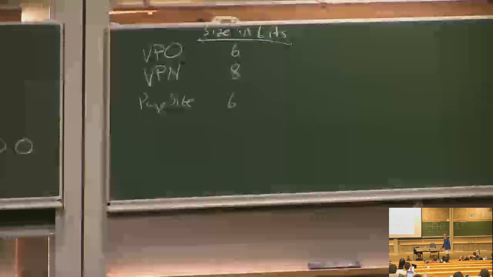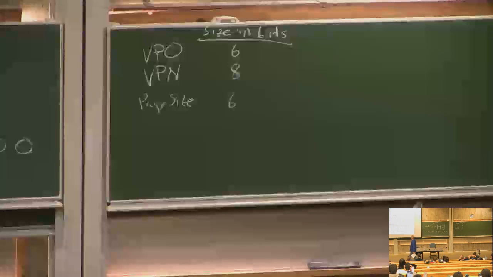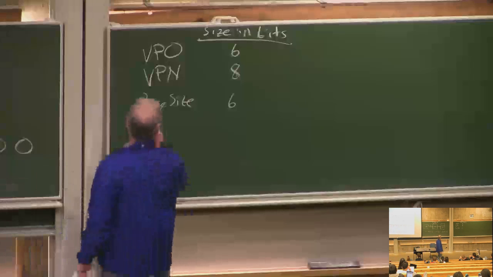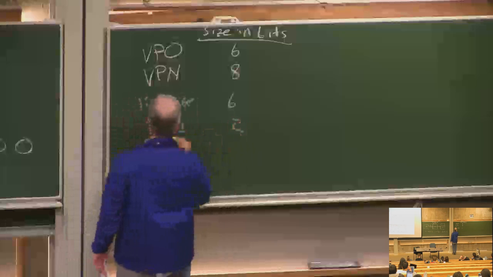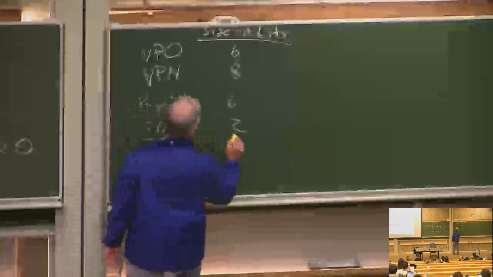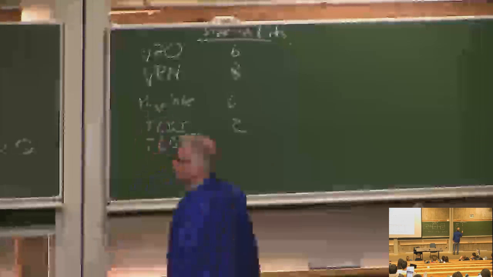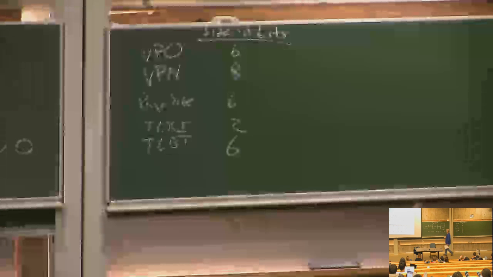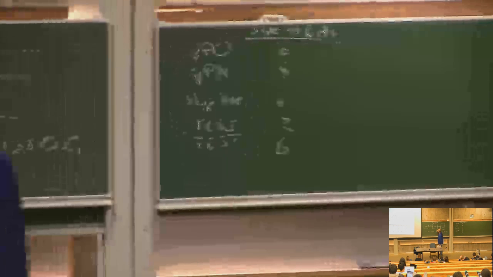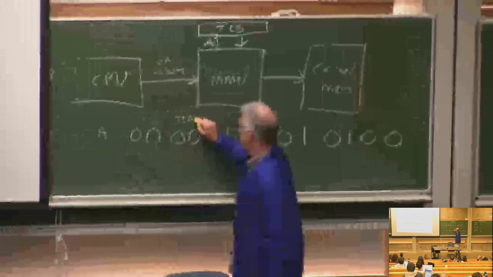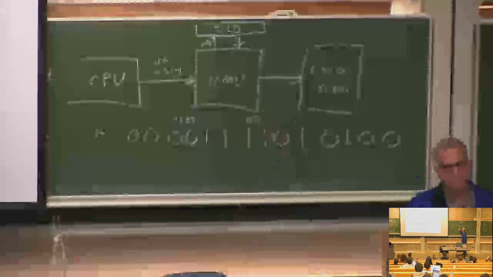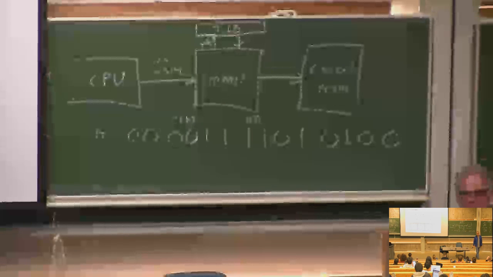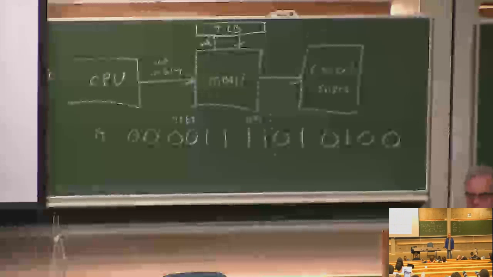Here we go. So we have to, in the TLB, divide the virtual page number into the TLB index and the TLB tag. The TLB index is 2 bits, and the TLB tag is 6 bits. So this is the TLB index, and this is the TLB tag. So what happens? What does the TLB return?